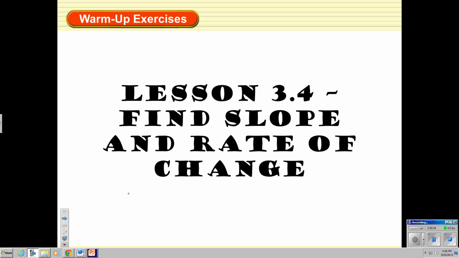Okay, hi, this is chapter 3, lesson 4: Find slope and rate of change. Okay, here's our key concept. Our key concept is about finding the slope of a line.